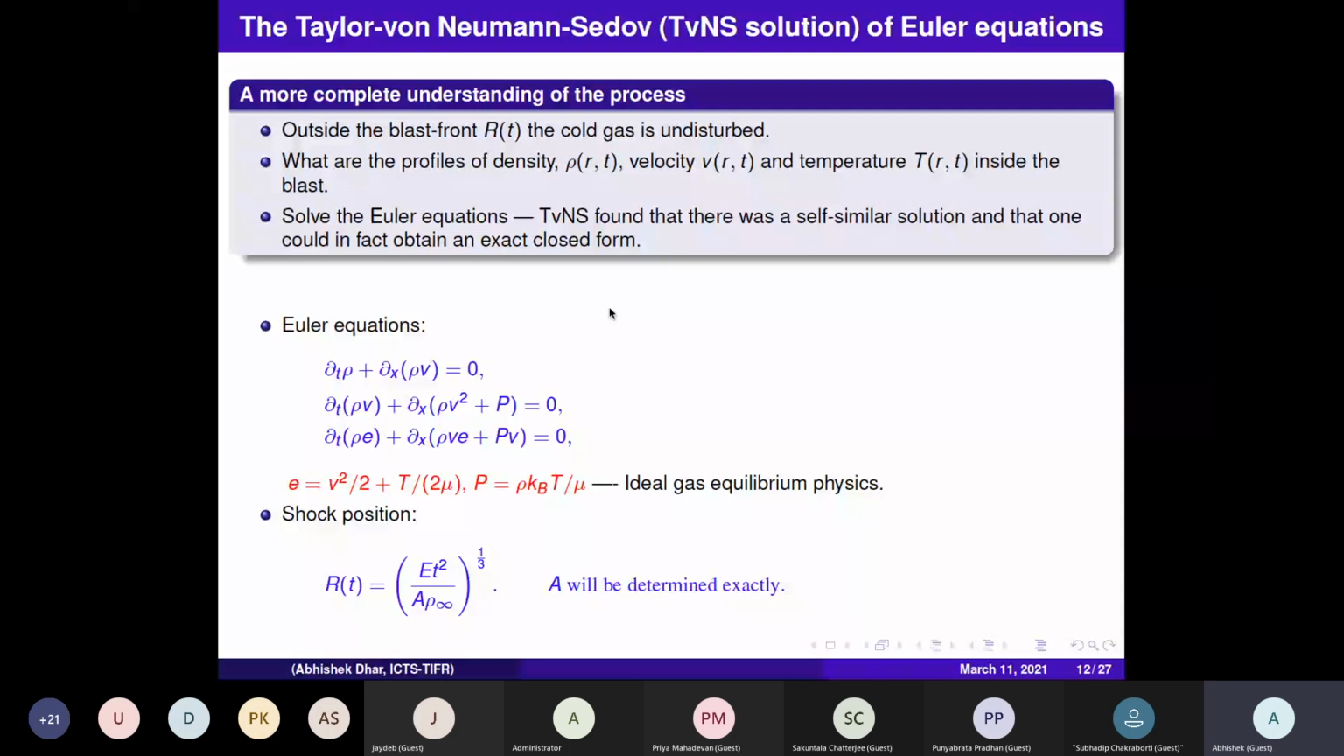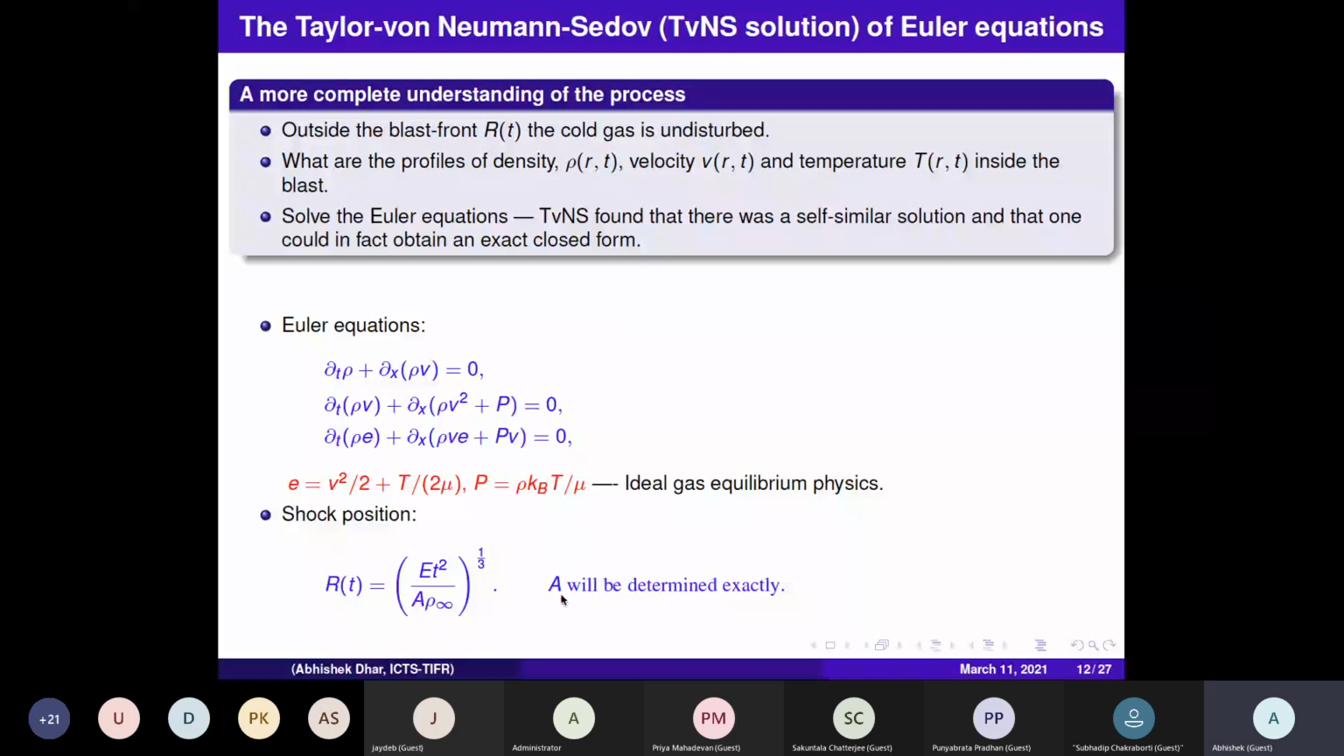Okay, so these are the Euler equations, and we just stick to one dimension right now. These are the Euler equations where I have dropped the dissipative terms, and I also assume that my system is an ideal gas. So I use the equilibrium equation of state, pressure equals n kBT, and also the equilibrium ideal gas energy equation, so it's just kBT by 2. Now the shock position we already know. In 3 dimensions it was t to the 2/5. In 1 dimension it's t to the power 2/3. And this constant a can also be determined exactly.